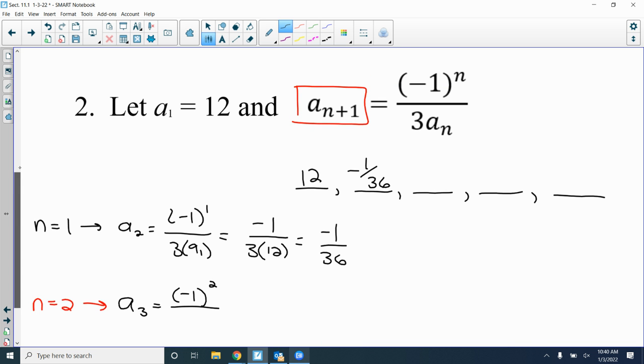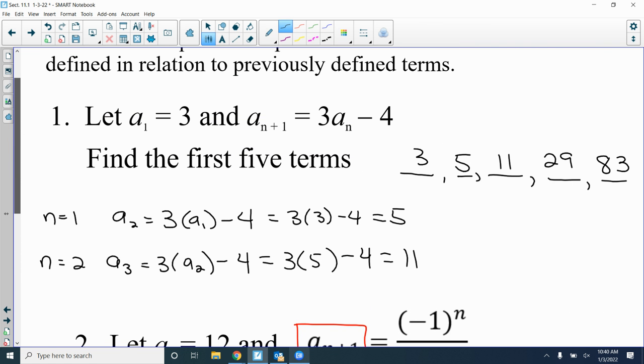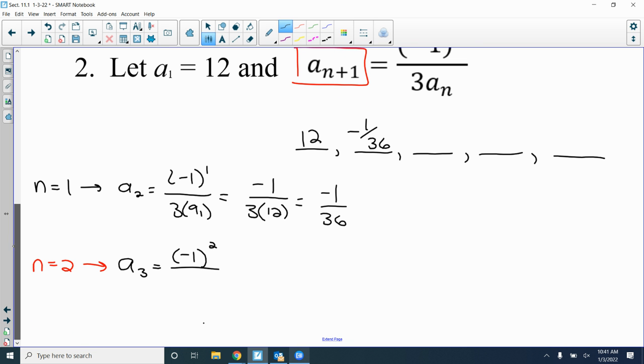I think it's a lot easier up here. You just use the previous term, you just plug it in. You don't need to worry about anything else. Here, you've got to worry about that other n. So it's going to be 3 times the previous term, which is a sub 2. Negative 1 squared is a positive 1. It's just going to flip our sign. That's really all that's going to do.